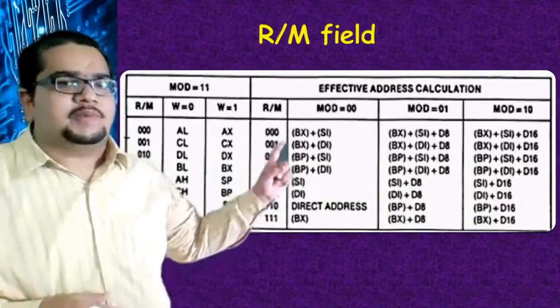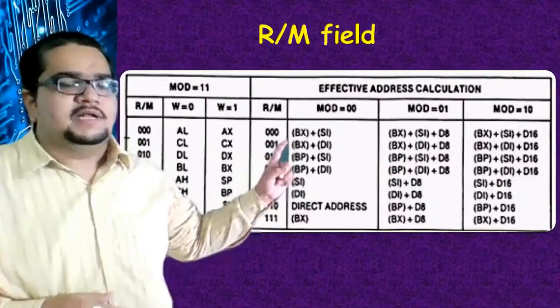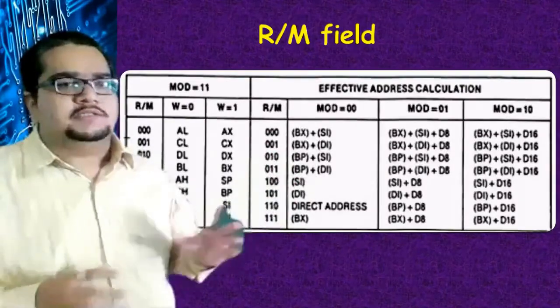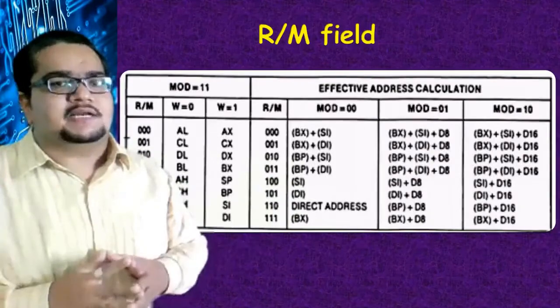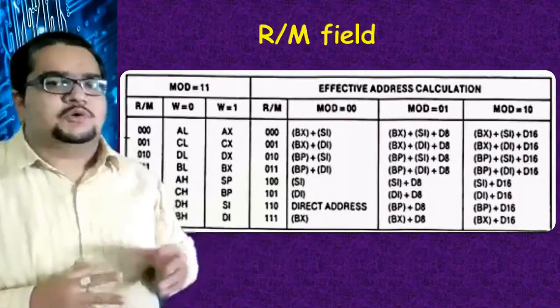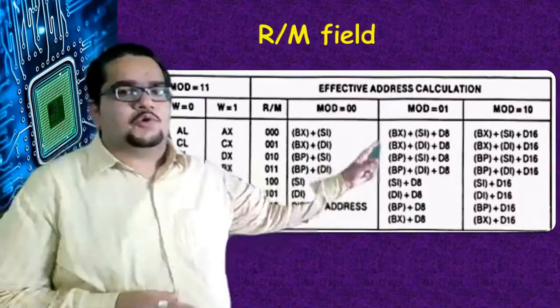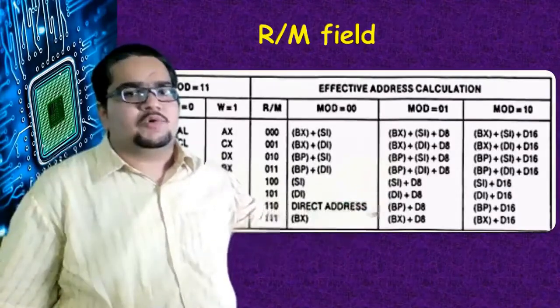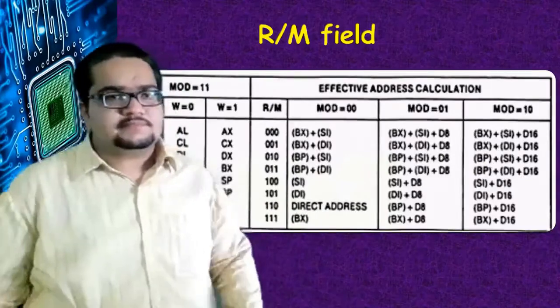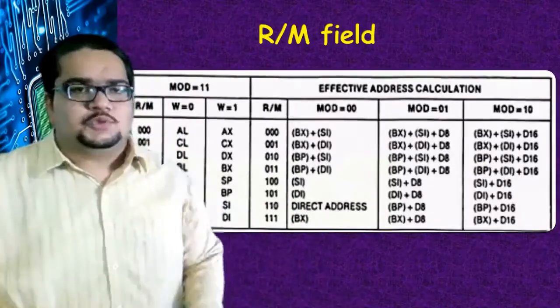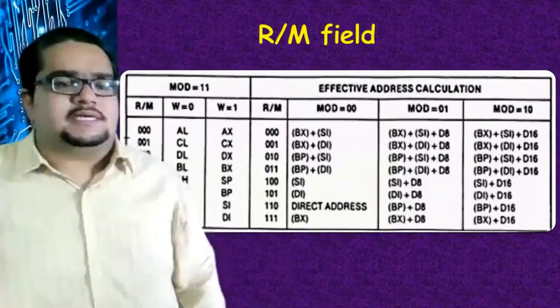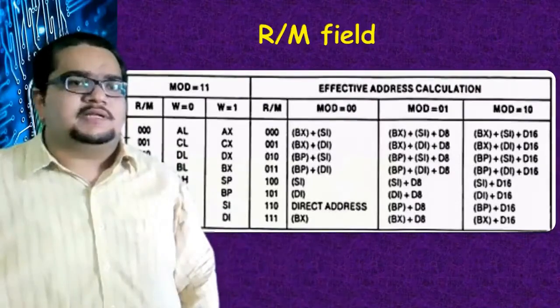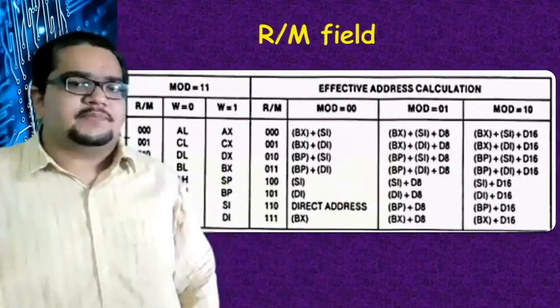When the first four combinations, where the BX, BP, SI, DI combinations are used, they are all called the base indexed addressing mode. So here also, the first four rows are base indexed addressing mode, the next two rows are index addressing mode, and the last two rows are base addressing mode. We will understand these addressing modes clearly as we see the different addressing modes in today's class.